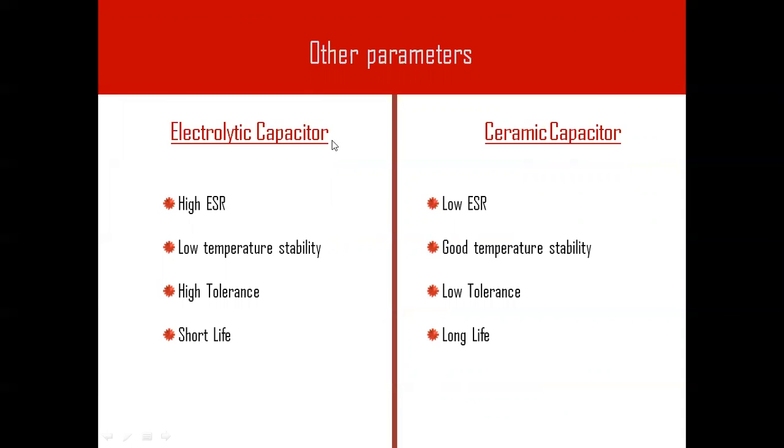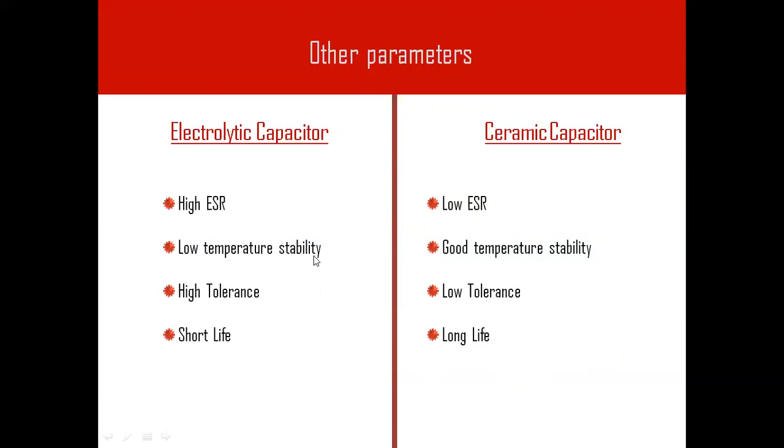Differences of electrolytic and ceramic capacitor in terms of other parameters. Other parameters like series equivalent resistor, that is ESR. What do you mean by series equivalent resistor? Capacitors are not ideal. They have little resistance which is in series with the capacitor. This is called as series equivalent resistor. And that series equivalent resistor is high for electrolytic capacitor and low for ceramic capacitor.